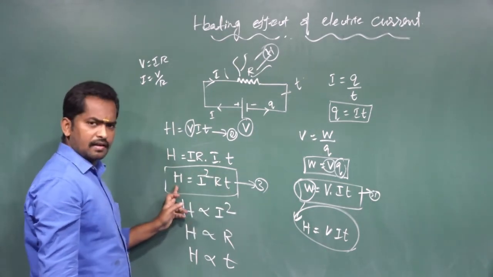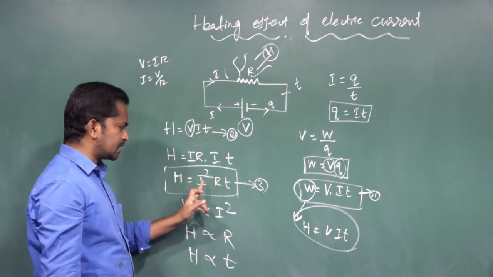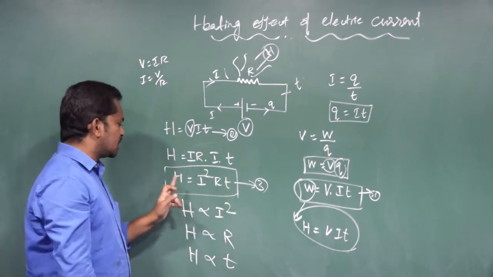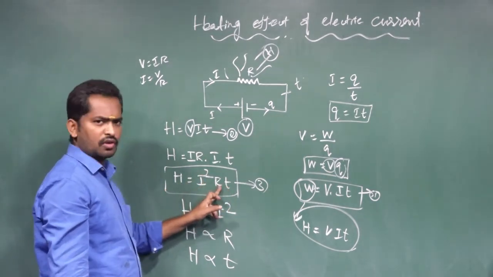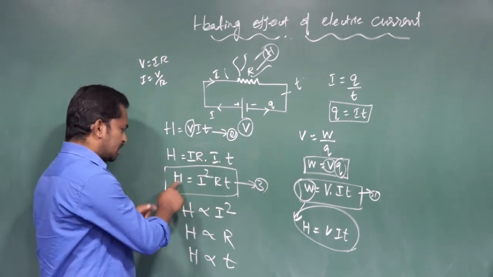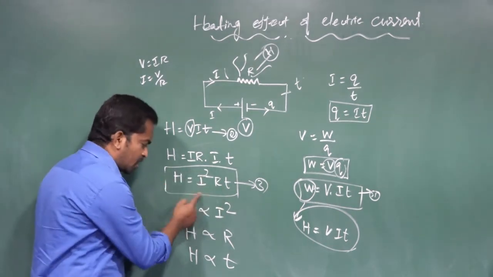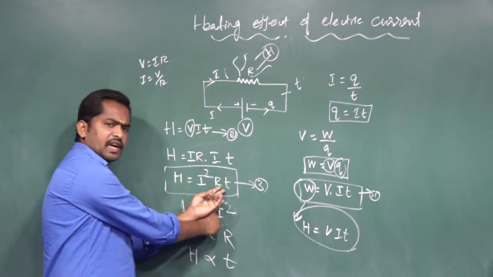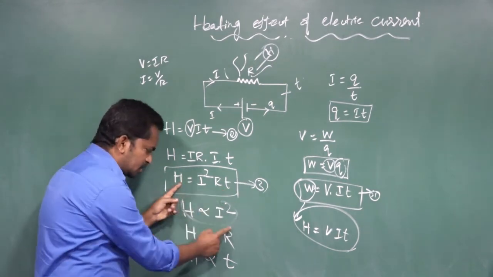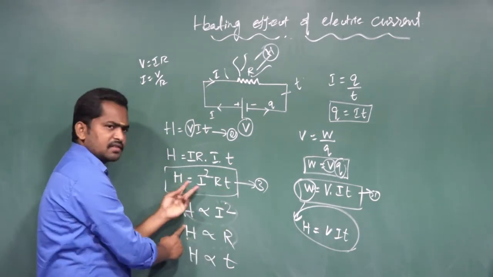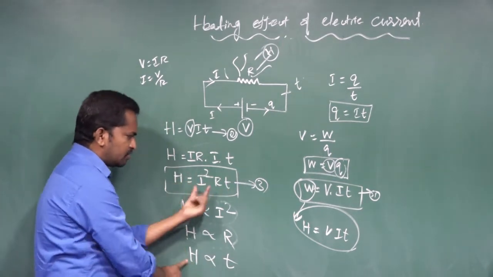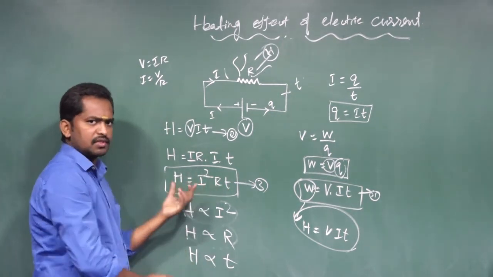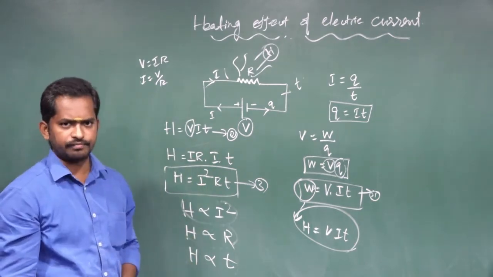Heat energy is directly proportional to resistance, when current and time are constant. Heat energy is directly proportional to time, when current and resistance are constant. It's very important. Heat energy is directly proportional to the square of current, the remaining two factors constant. Heat energy is directly proportional to resistance, the remaining two factors constant. Heat energy is directly proportional to time, the remaining two factors constant. This is Joule's law of heating.